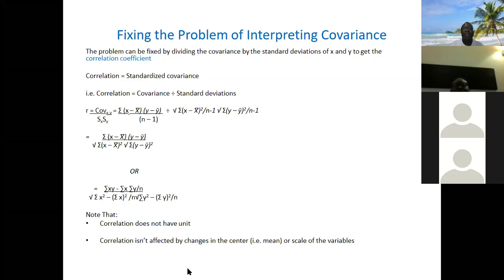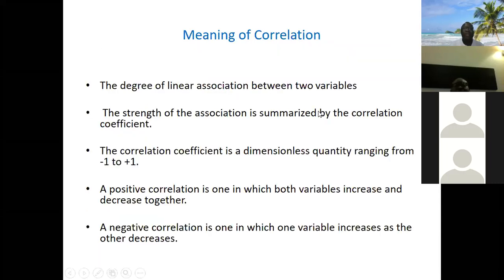So let's continue. Meaning of correlation. Correlation is the degree of linear association between two variables. The strength of the association is summarized by the correlation coefficient. And the correlation coefficient is a dimensionless quantity ranging from minus 1 to plus 1.